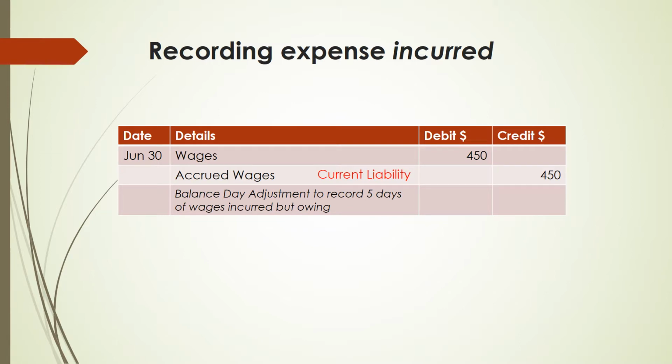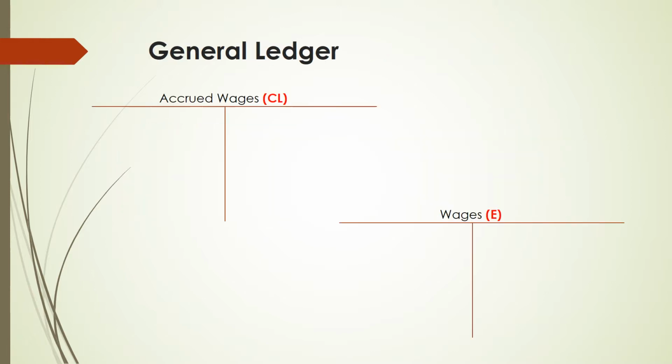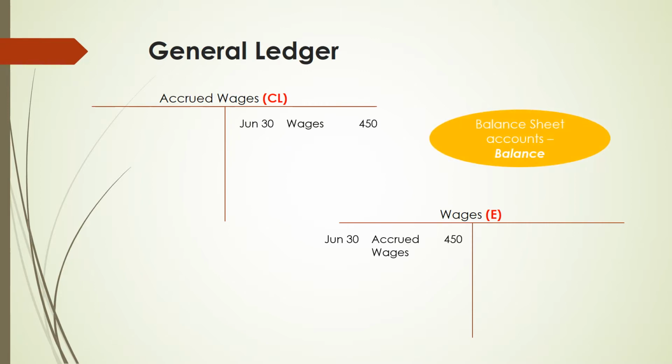So in this case here, we are recognizing the 5 days of wages that were incurred but owing. Here in the general ledgers, we can see that we have debited the wages account on the 30th of June for the amount of $450. And the accrued wages has been credited for the same amount. Because the accrued wages is a current liability, it is a balance sheet account. Therefore, we are balancing the account as at 30th of June.